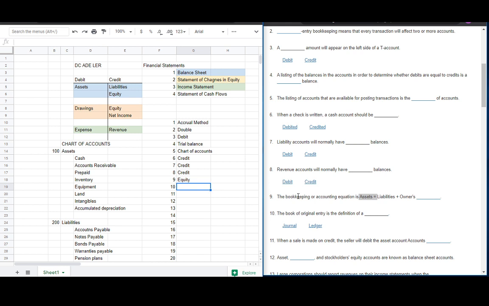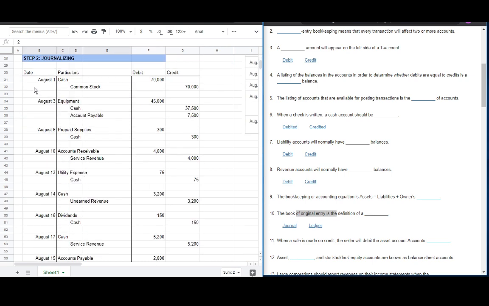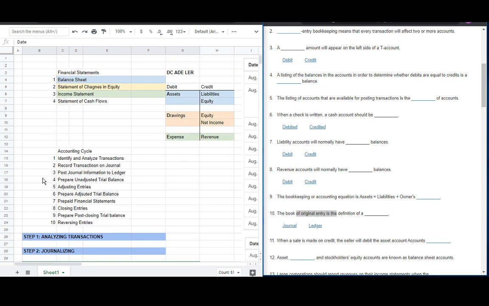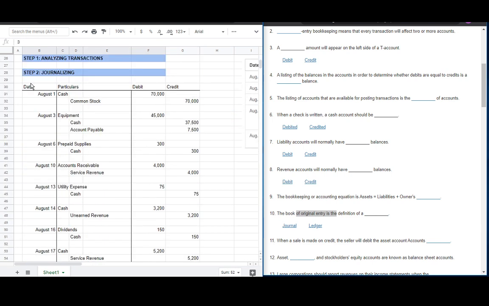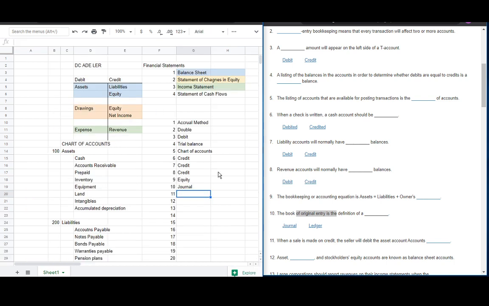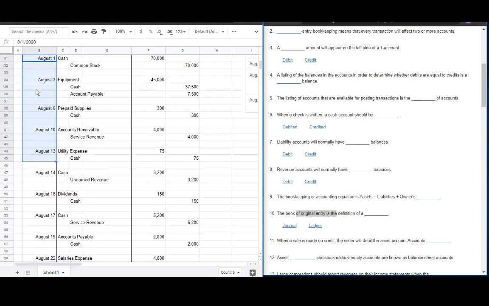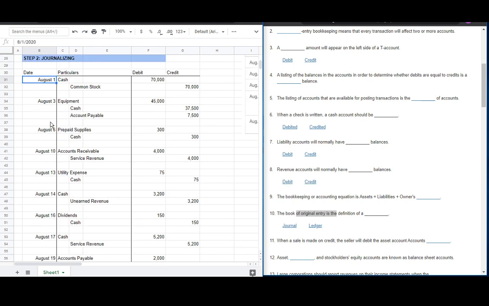And so number 10, the book of original entry is the journal. So why is it the original entry? Because it is the second step of the accounting cycle where all of these steps start, the journalizing. It is like a diary of the company. Nakaformat siya in chronological order, diba? May date yan. Hanggang 28, August 1 to 28.